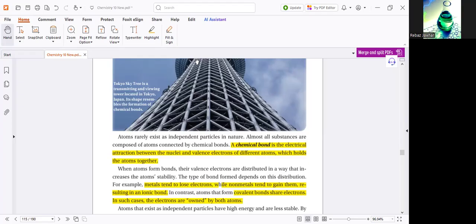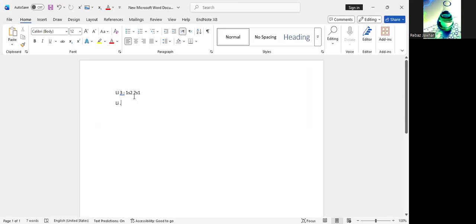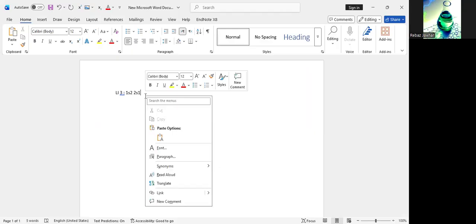Let me show you how we can determine the valence electrons. For example, here lithium. Lithium has 3 electrons. The electron configuration for lithium is 1s2, 2s1. Determine the highest energy level. Here it's 1s, here it's 2s. Because 2s is higher than 1s, take the highest one. Then, how many electrons are there in the highest energy level? We have 1 electron. So the valence electron for lithium is 1.